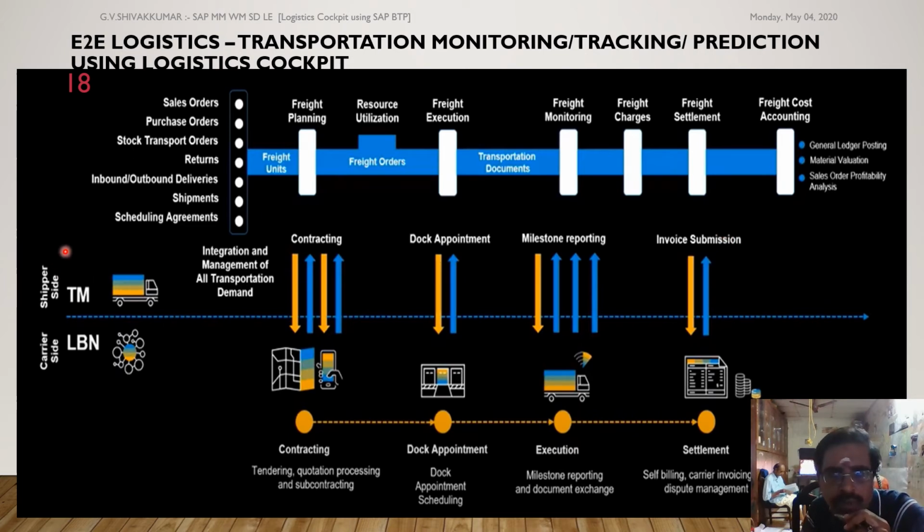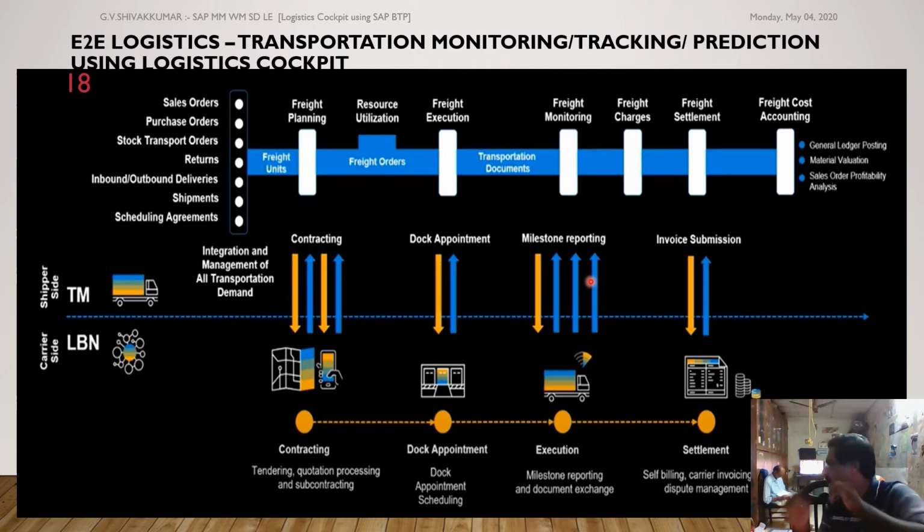So the upper portion shows the TM activity, and that is the supplier side, and the bottom portion I have divided. These are the carrier side. Okay, so this is the supplier side. All this happens at the supplier side, and this happens at the carrier side. So the supply side integration and management of all the transportation demand, contract, dock appointment, milestone reporting.